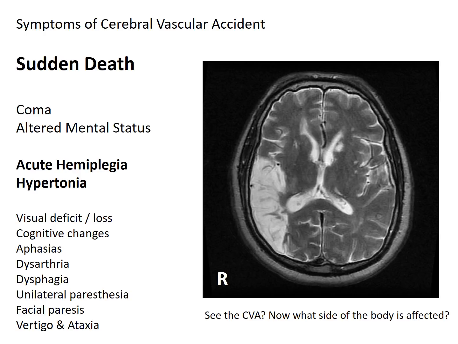Contralateral, right, left. So visual losses, cognitive changes, the aphasias, receptive or expressive, dysarthria, difficulty talking, dysphagia, difficulty swallowing, unilateral paresthesias, numbness and tingling, loss of sensation on one side of the body, facial paralysis, dizziness, ataxia. Again, all depending on what part of the brain is being affected, different clinical signs and symptoms.